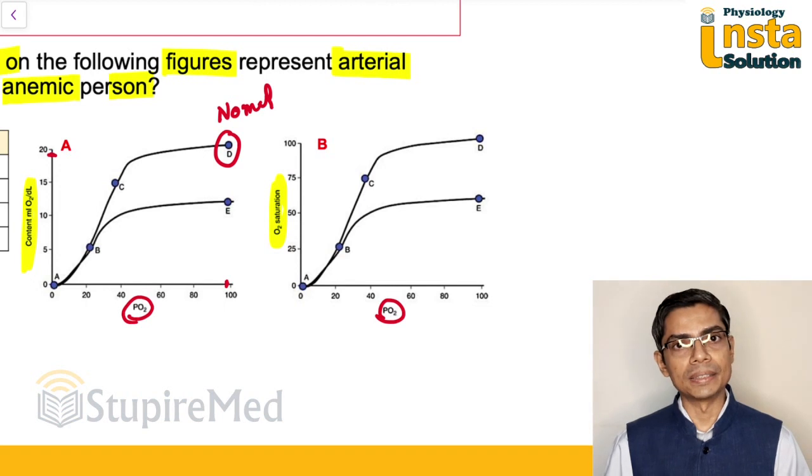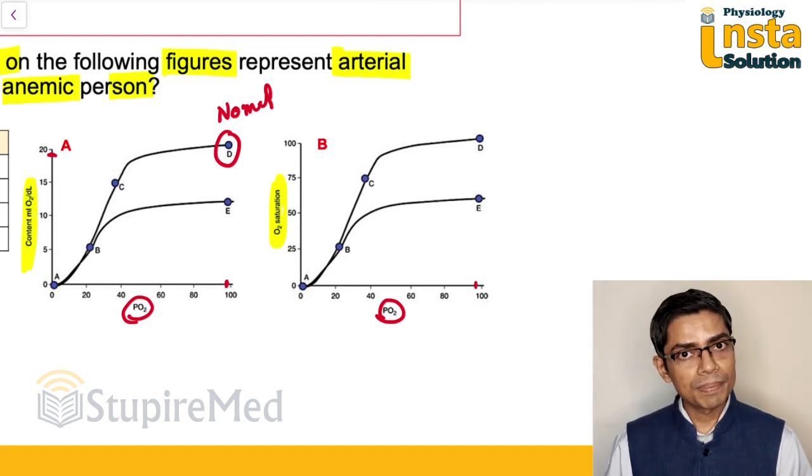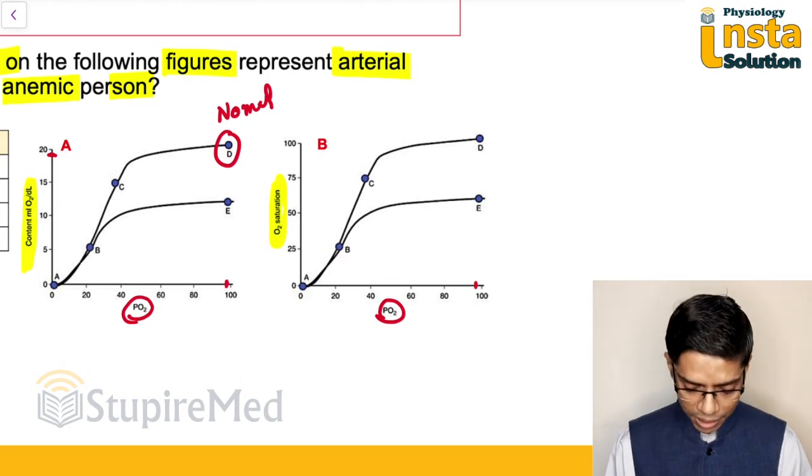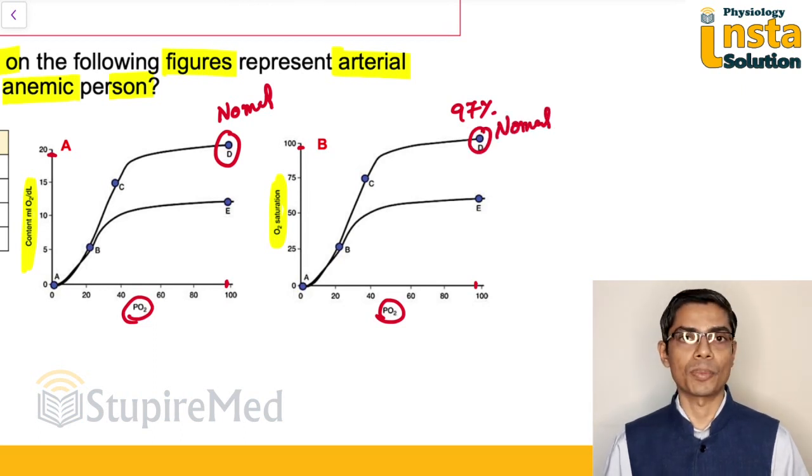Similarly, on the second curve, the partial pressure of oxygen is 98 millimeter of mercury. With this partial pressure, we know that the saturation of our blood is around 97%. So point D is again a normal person's saturation point.